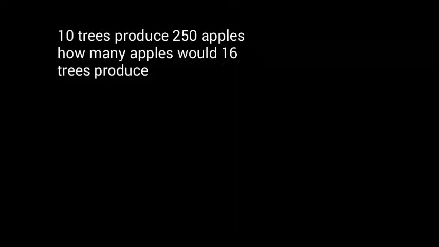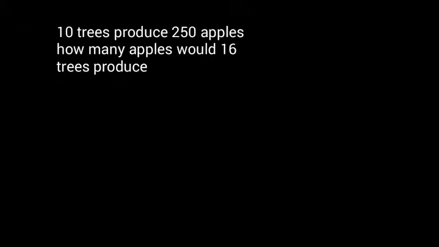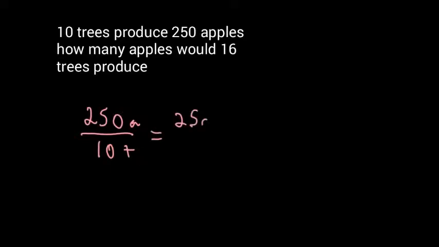If 10 trees produce 250 apples, you'd find the unit rate. So we have 250 apples for 10 trees. For our unit rate, we'd do 250 divided by 10. So that's 25 apples per one tree. And then we can take that unit rate and multiply it by the number of trees. So that would be 25 apples per tree times 16 trees to figure out how many apples.